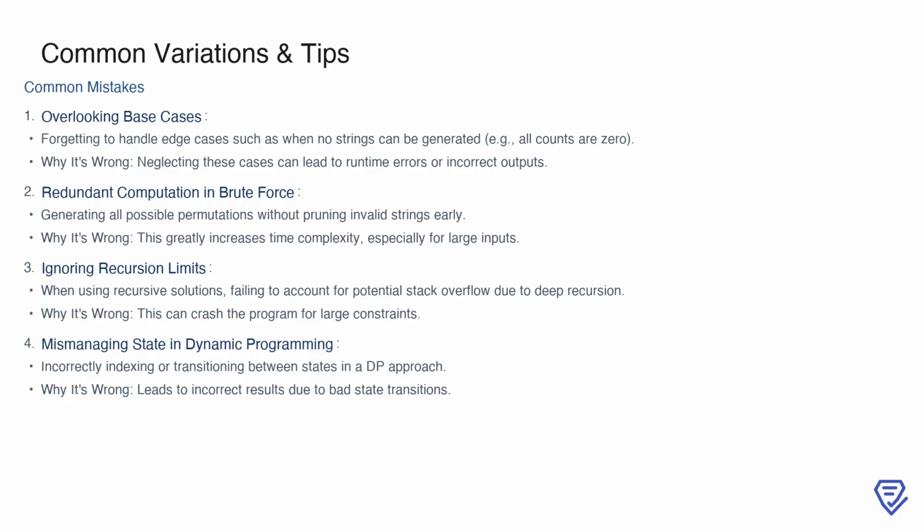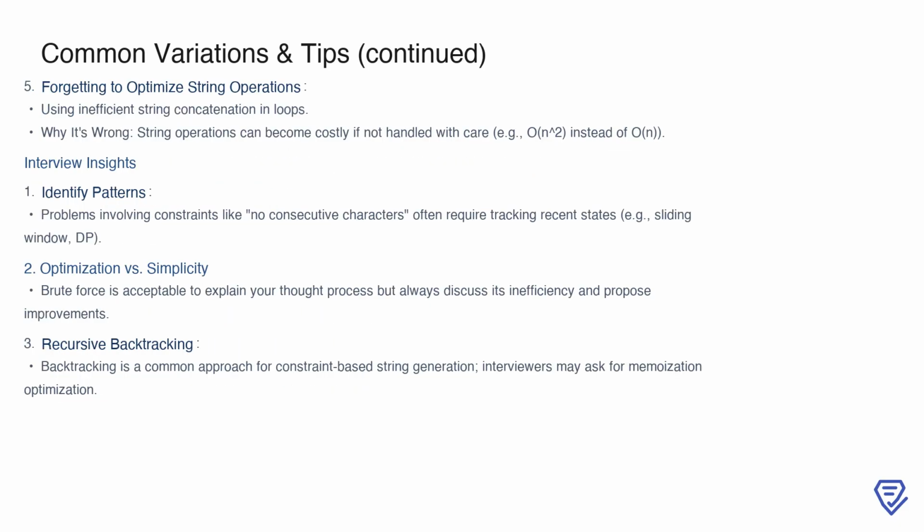Another issue is ignoring recursion limits when using recursive approaches. This can result in stack overflow for large constraints, which can crash your program. Lastly, mismanaging state in dynamic programming is a critical mistake. If you incorrectly index or transition between states, it can lead to incorrect results due to bad state transitions. Being mindful of these errors will help you write more robust solutions. Now, let's delve into further pitfalls and some practical insights for interviews.